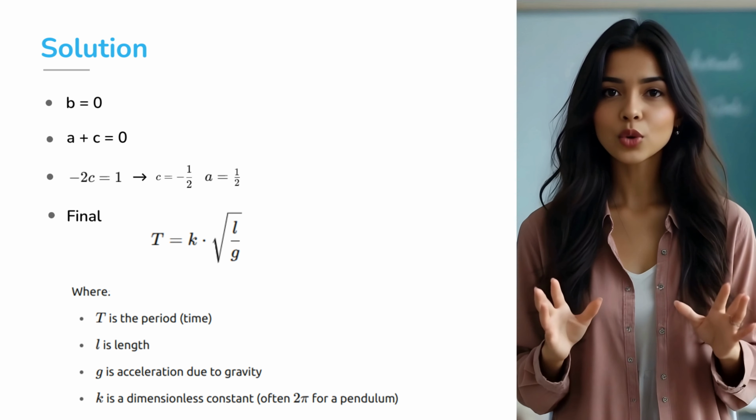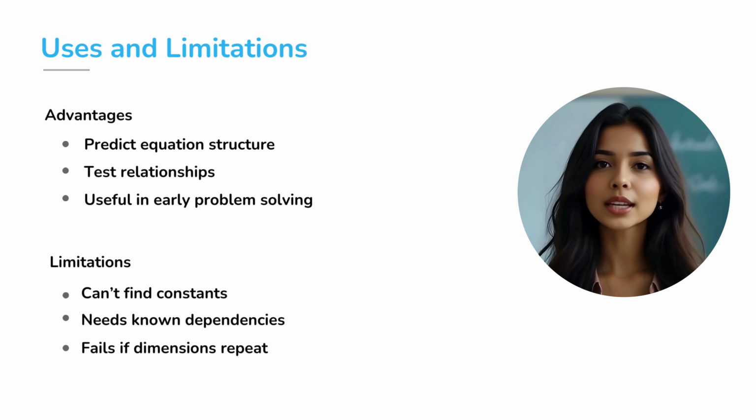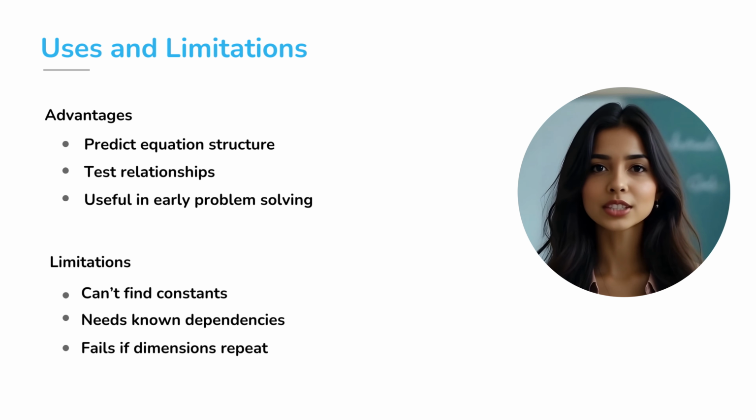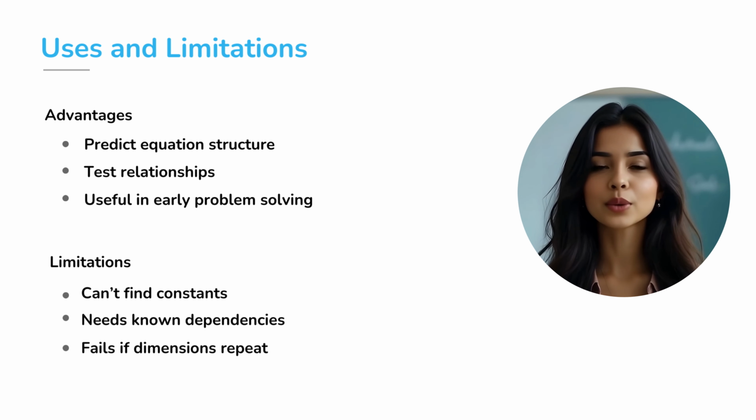We now know the form of the formula without any experiment. Dimensional deduction is useful to predict the form of equations, identify dependencies between quantities, and save time when experimental data isn't available. But remember, it can't give numerical constants like 2 pi.